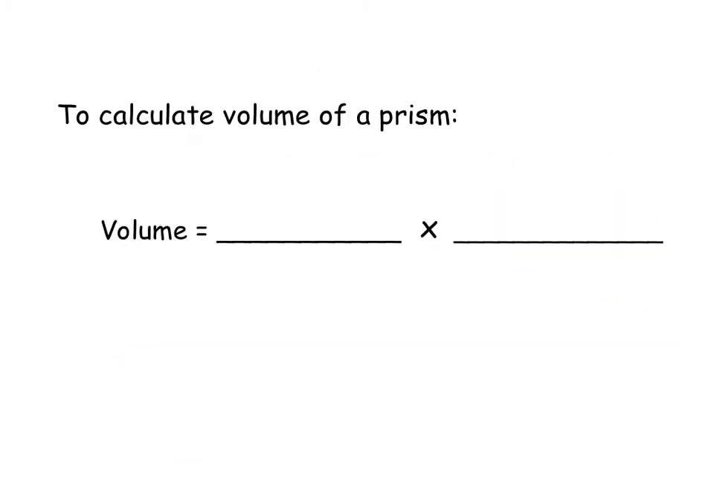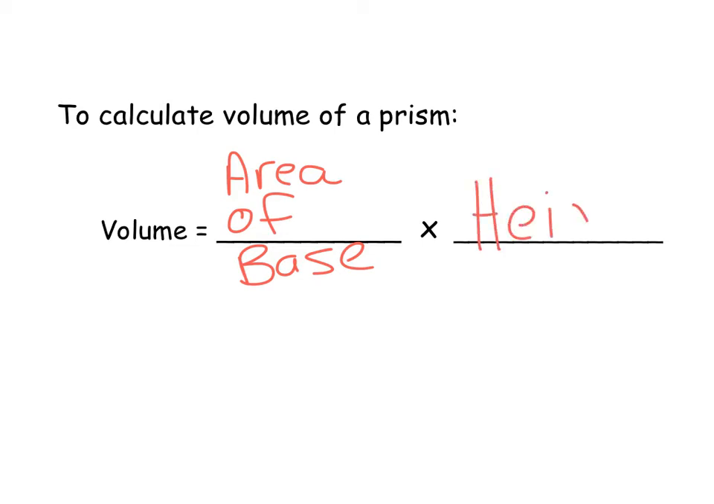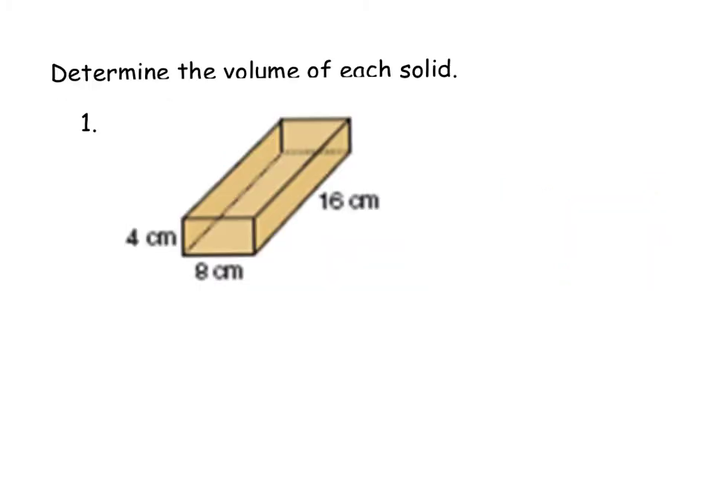You have a formula sheet that has all the formulas for all the objects that you have to find the volume of. Anytime that you're finding the volume of a prism, you're finding first of all the area of the base and multiplying that by the height. Now we'll do some examples. And again, I'm going to model how I expect you to do your solutions.